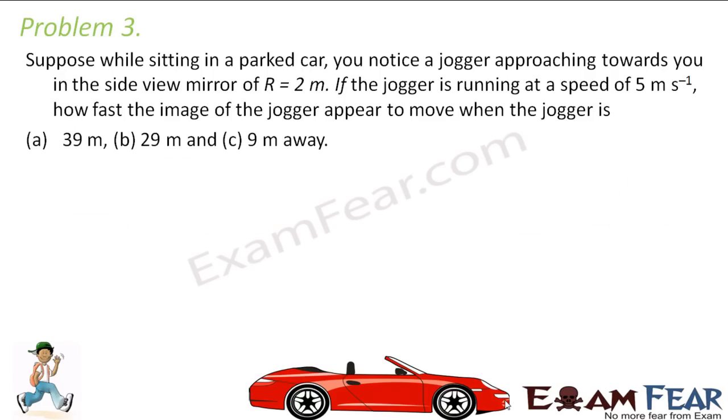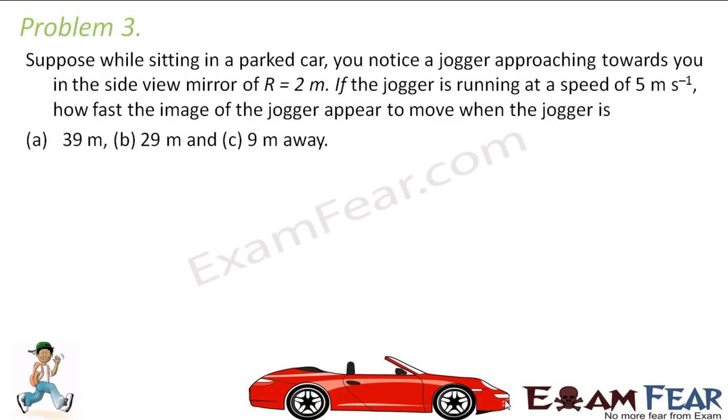So let us now look at problem number 3. It says that suppose while sitting in a parked car, you notice a jogger approaching you in the side view mirror of radius 2 meters. Now, rear view mirror. What is this mirror? Is it a concave mirror or a convex mirror? When I talk about a rear view mirror, you need the view of the entire traffic behind you. So it has to be a convex mirror because you want a diminished image and an erect image. So that is possible with a convex mirror, right?